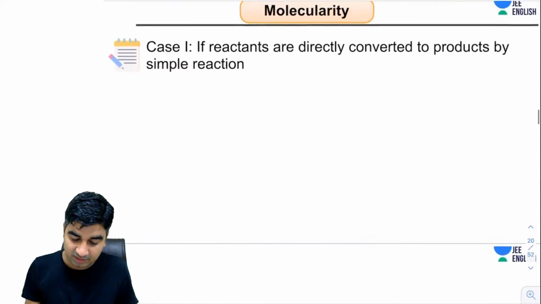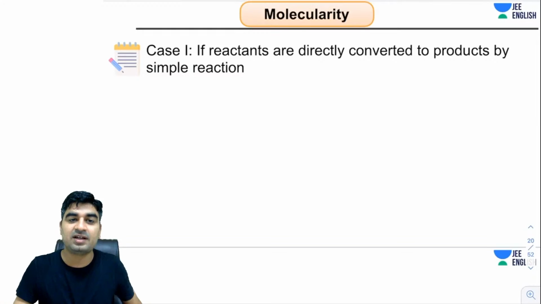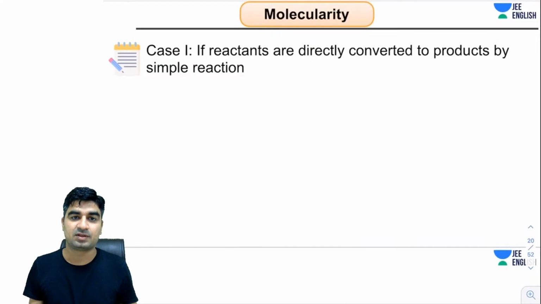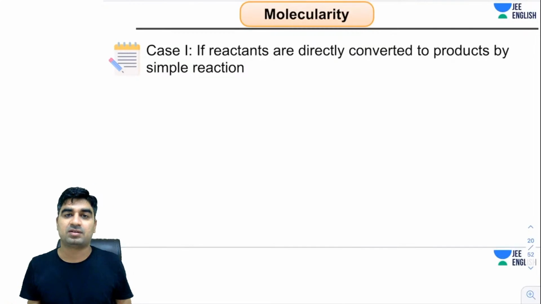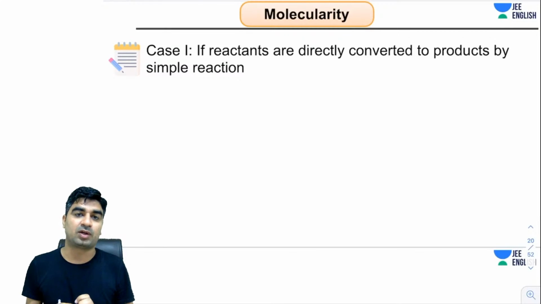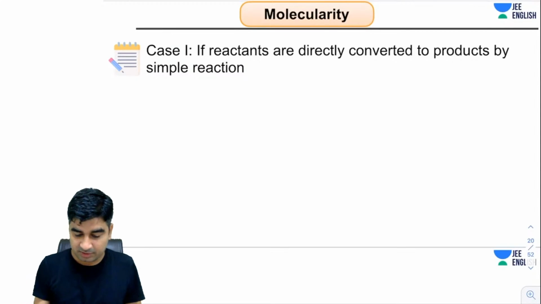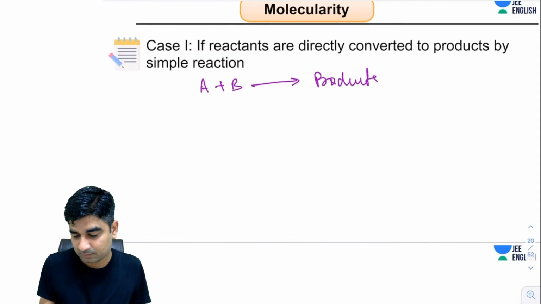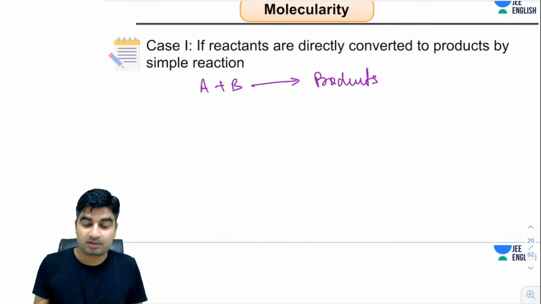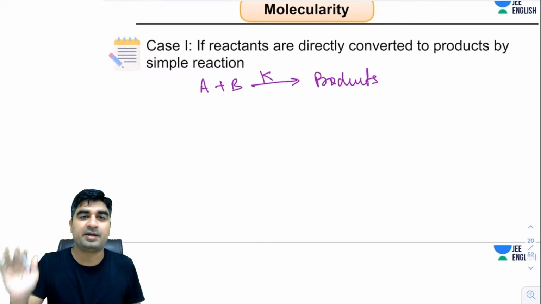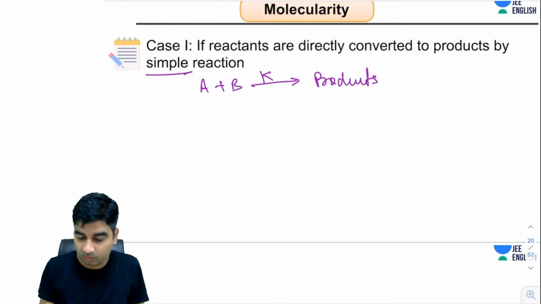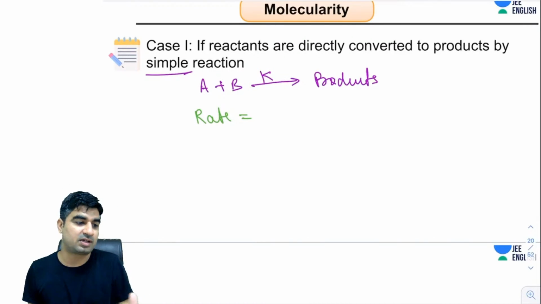Now let's move to the next point. Let's take some cases of how we determine mechanism. Case 1: if reactants are directly converted into product by a simple reaction. Suppose I take the simple reaction A plus B giving products, and I told you that it is an elementary reaction. It says simple, and simple means elementary. Now how will I write the rate of reaction? What will be the order of reaction? Just write down the rate law expression.